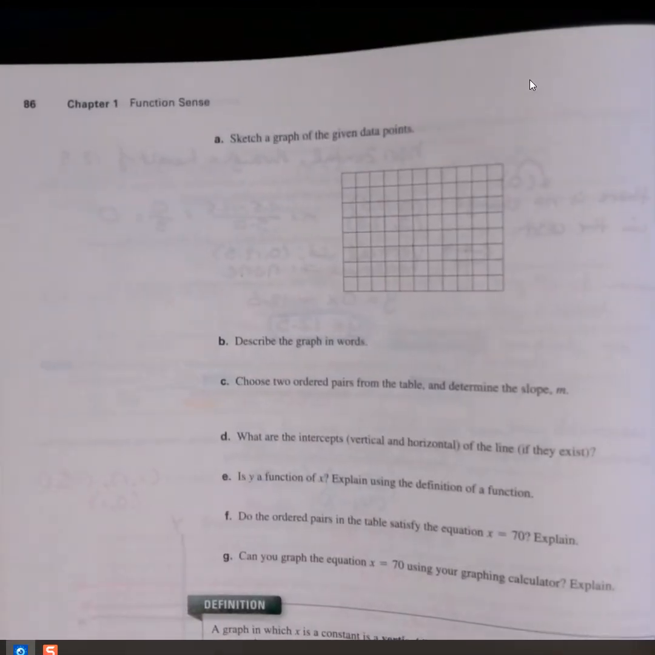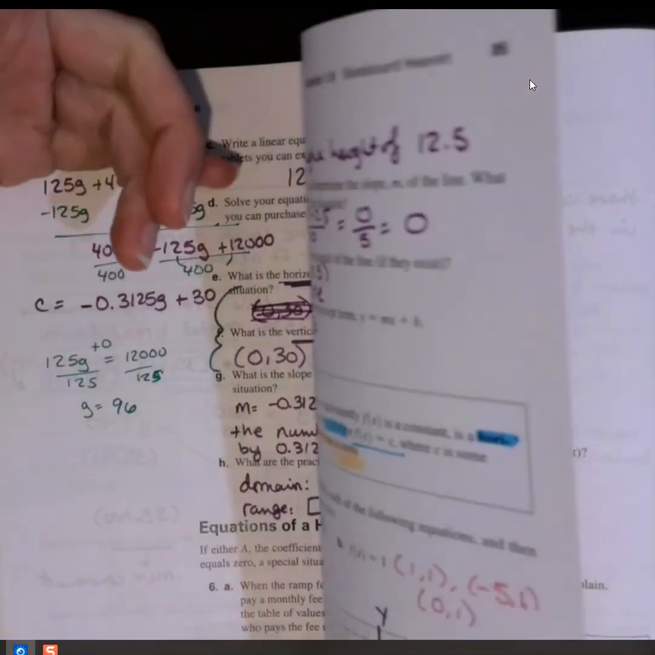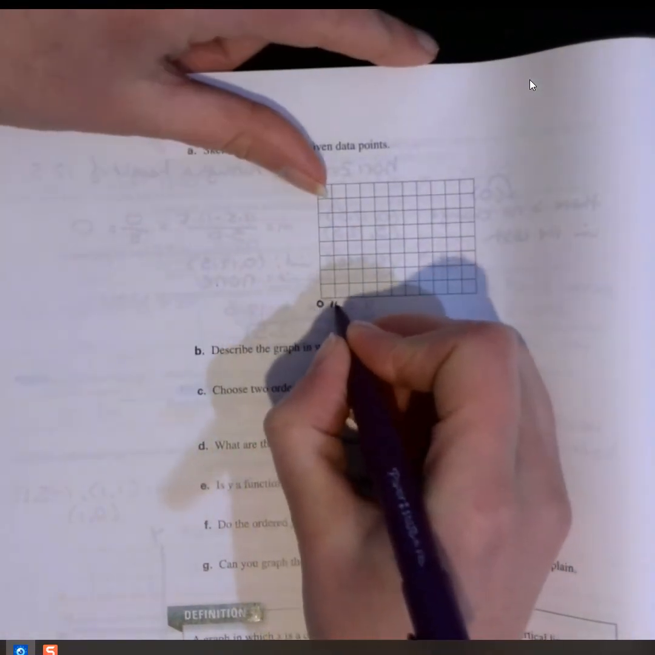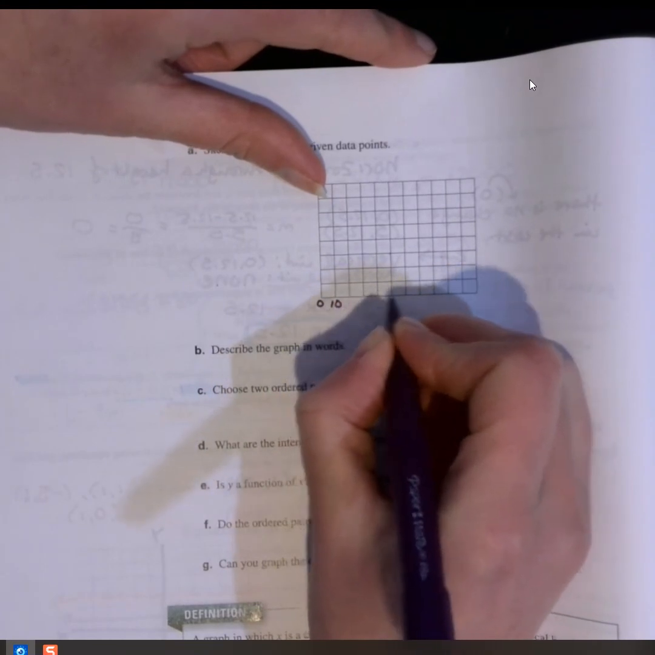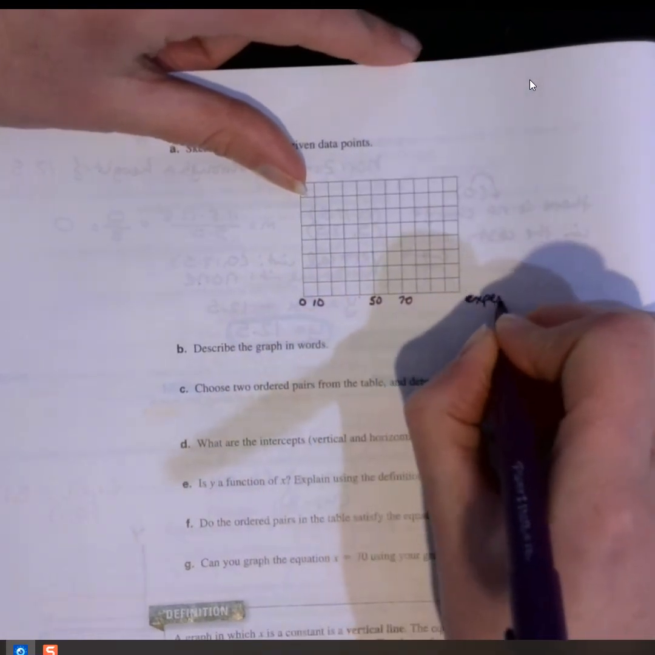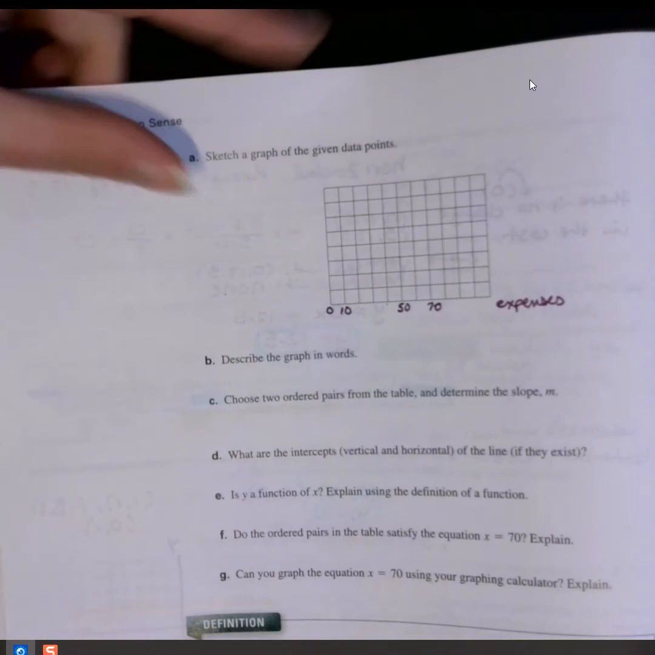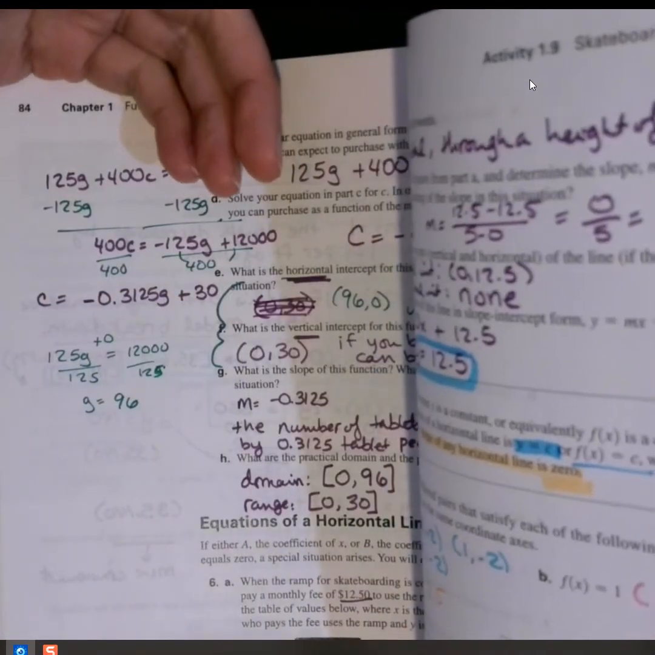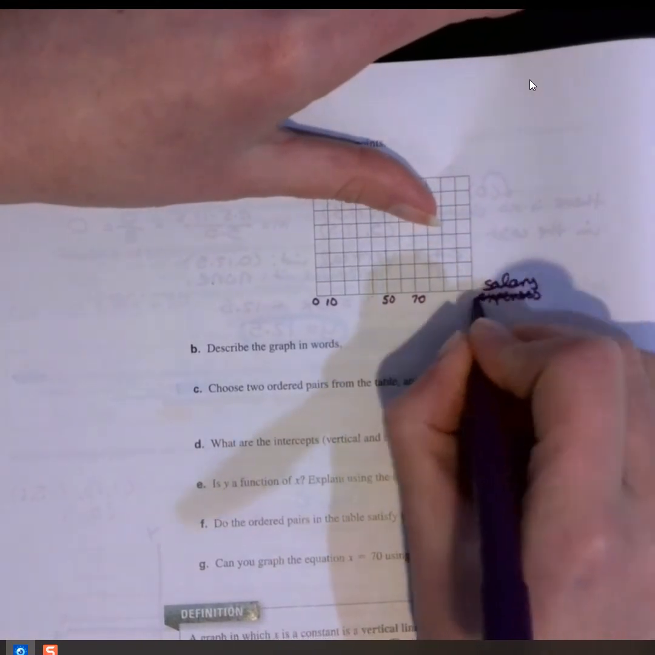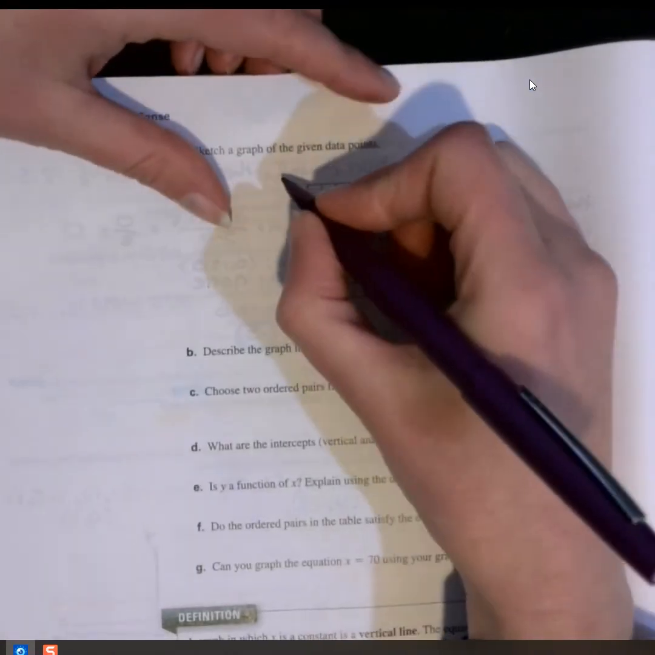All right, so next page, sketch a graph of this. I need to look at my numbers. I got 70 as my salary, so let's count by 10: 10, 20, 30, 40, 50, 60, 70. That's the independent variable, my salary. I am extremely sorry, I have to look back at my context before I talk sometimes. My expenses are dependent.